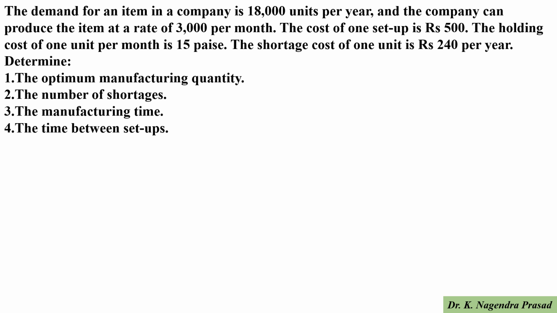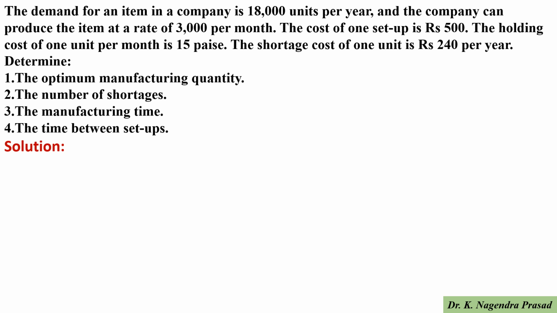The cost of one setup is 500 rupees. The holding cost of 1 unit per month is 15 paise. The shortage cost of 1 unit is 240 rupees per year. Determine first, the optimum manufacturing quantity; second, the number of shortages; third, the manufacturing time; fourth, the time between setups. Let's see the solution.